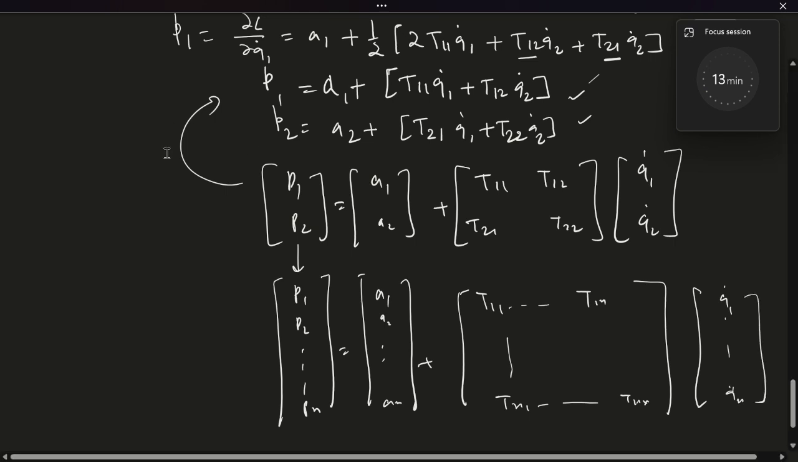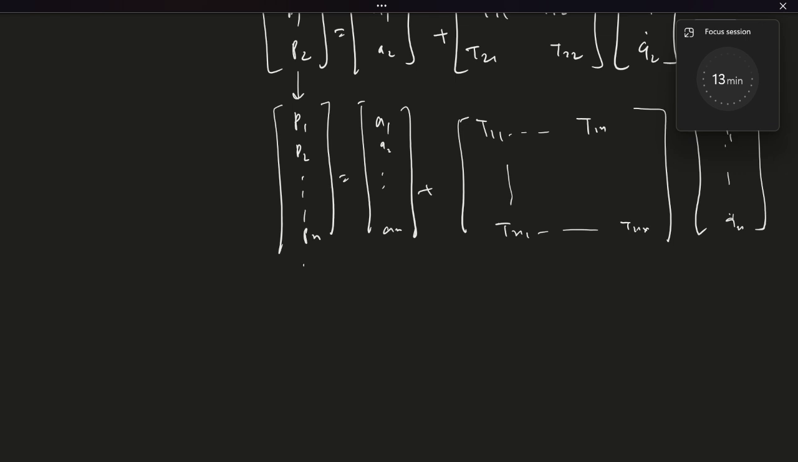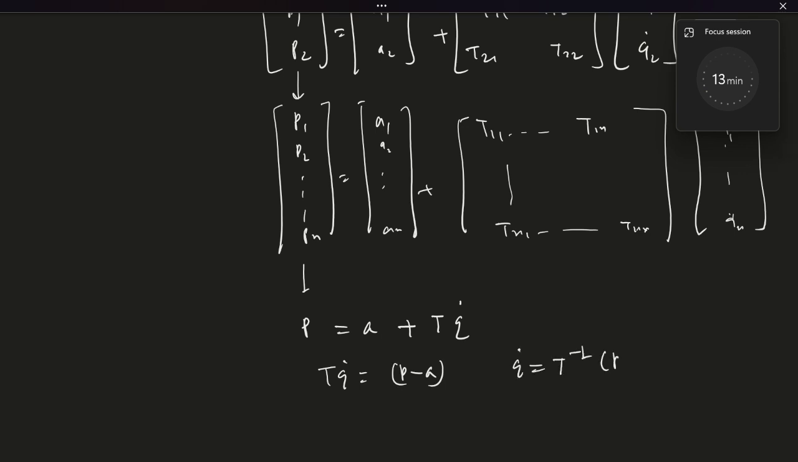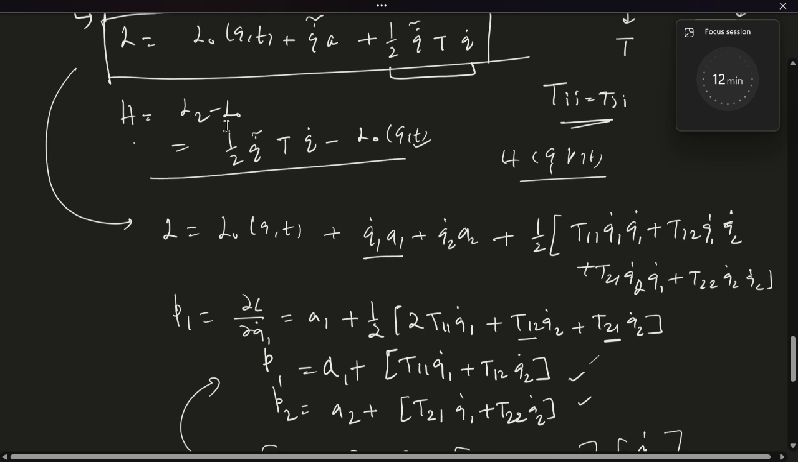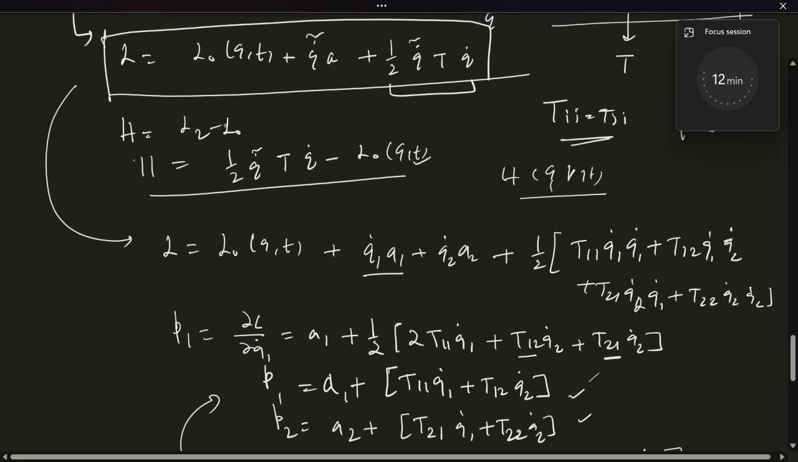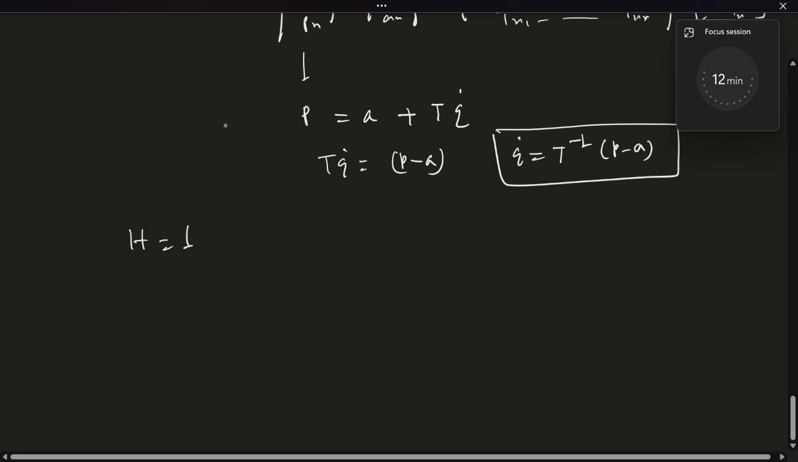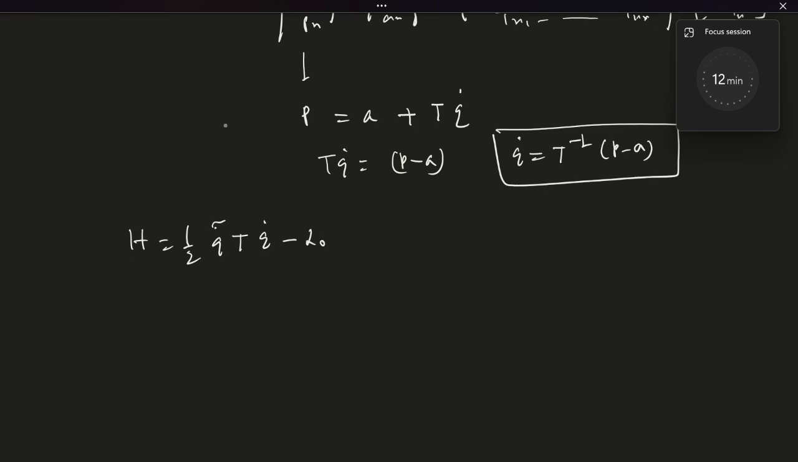So now write down the matrix. The p matrix is equal to the a matrix plus T times the q dot matrix. So T times the q dot matrix is your p minus a matrix. So what is the q dot matrix? It's equal to T inverse times p minus a. Now go to the value H. So H equals what? Half times q dot tilde T q dot minus L0.